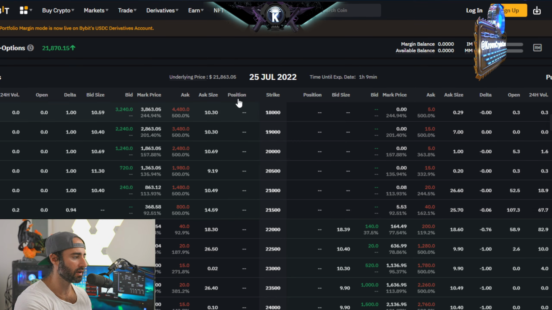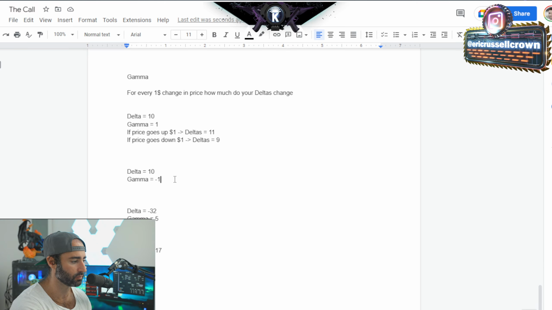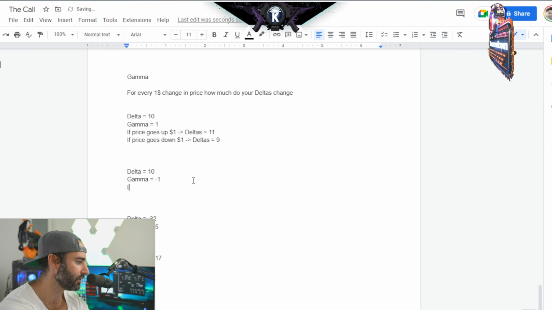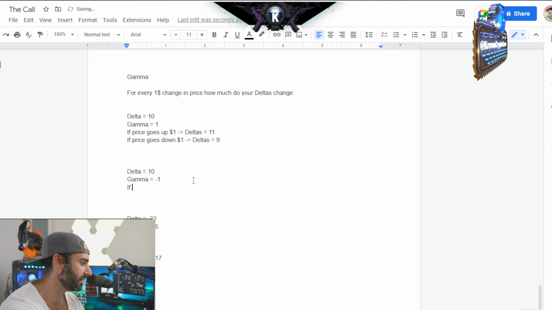So let's do another couple examples right here. Let's take the opposite. What if our deltas were equal to 10, but our gamma is -1? Well, in this case, if price goes up $1, then our deltas equal 9. For every $1 move in price action, our gamma is -1. Gamma of -1 translates into 10 minus 1 for our deltas. So that's how our deltas change for each and every $1 move to the upside.